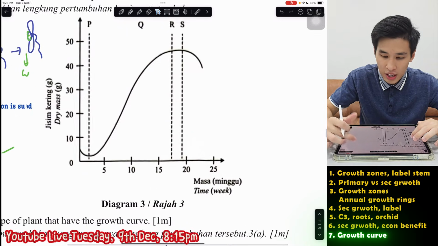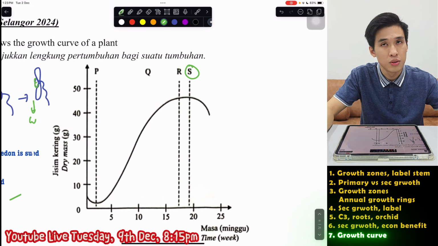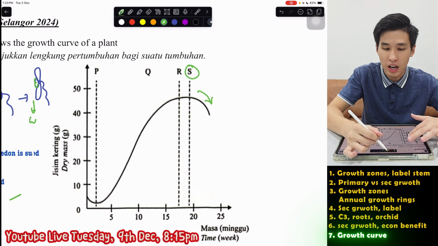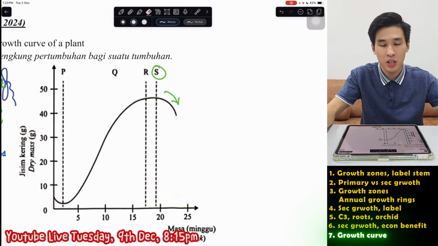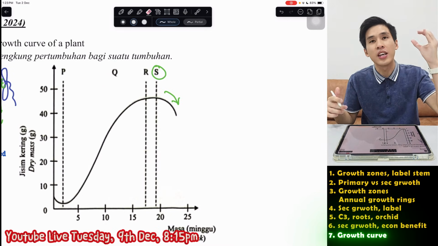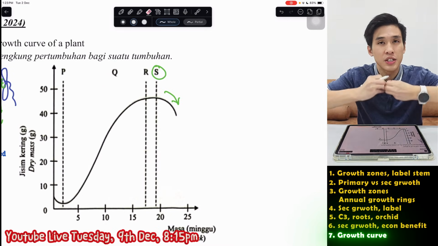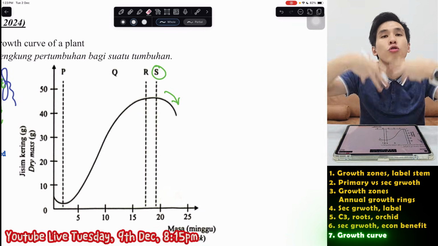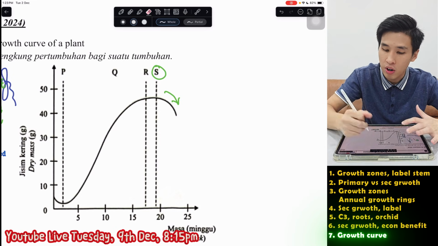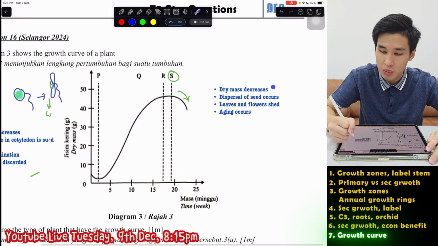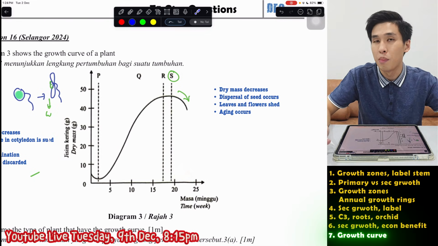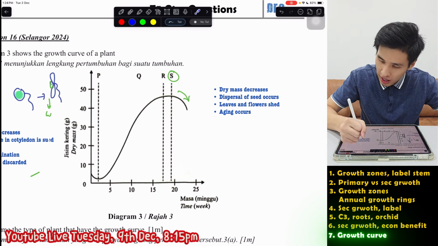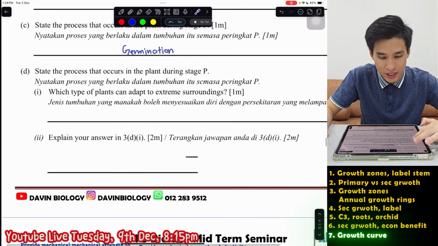Okay. Then if they ask you about the last phase, why the mass decreases here, it is because, now I know they are becoming old already, but before the plant dies, other than the plant aging, what will happen is they will disperse seed. Because their lifespan is very short, before they die, they must reproduce. So they'll throw their seeds out. Their seeds will fall, causing them to be lighter. So dry mass here also decreases because there's dispersal of seed. Now since they're aging, they're about to die, leaves and flowers also will shed, will dry and start to fall off. Yeah, aging.